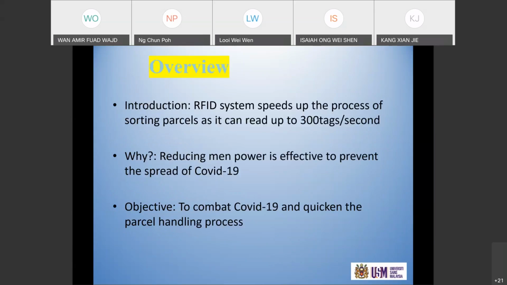For the overview of this project, we use mainly the RFID system because an RFID system can speed up the process of sorting parcels, as it can read up to 300 tags per second. So why do we need this? Because we can reduce the manpower, which is effective to prevent the spread of COVID-19 because we can practice social distancing. So the objective of this project is to combat COVID-19 and quicken the parcel handling process.